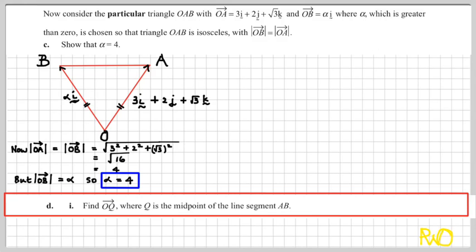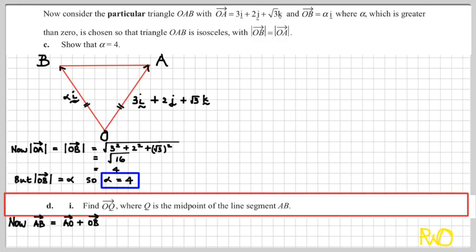Okay, alright, we can do that. We'll first of all find AB, then we'll halve that to get AQ, then we'll go from O up to A and then A to Q to get the vector OQ. That's what you've got to do. You've got to keep your head with this, and don't miss the point, and don't only answer half the question by working out AQ, which is what a lot of students would do.